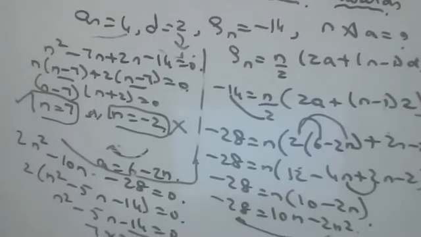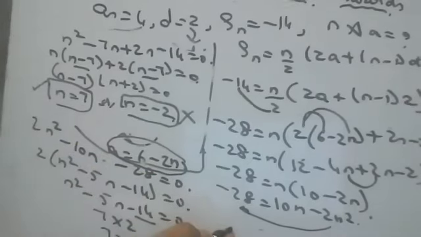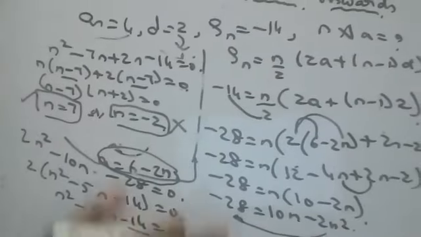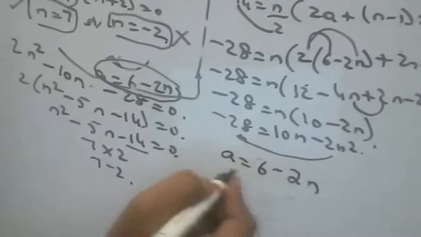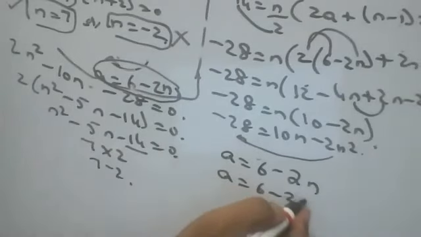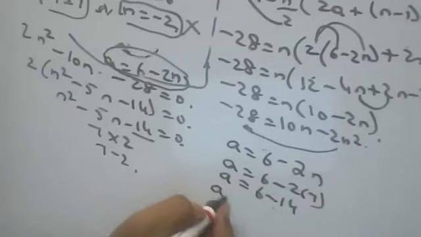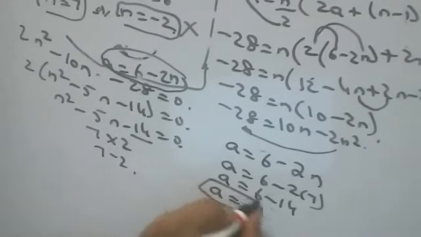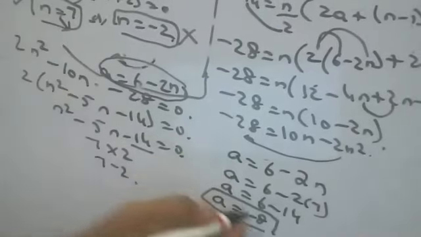And a, you should find out. A, how much did we get, children? 6 minus 2n. That if you find out, so minus 8, that also you will do, children. So a is equal to 6 minus 2n. Then a is equal to 6 minus 2 into 7. A is equal to 6 minus 14. A is equal to minus 8. n is equal to 7 and a is equal to minus 8.